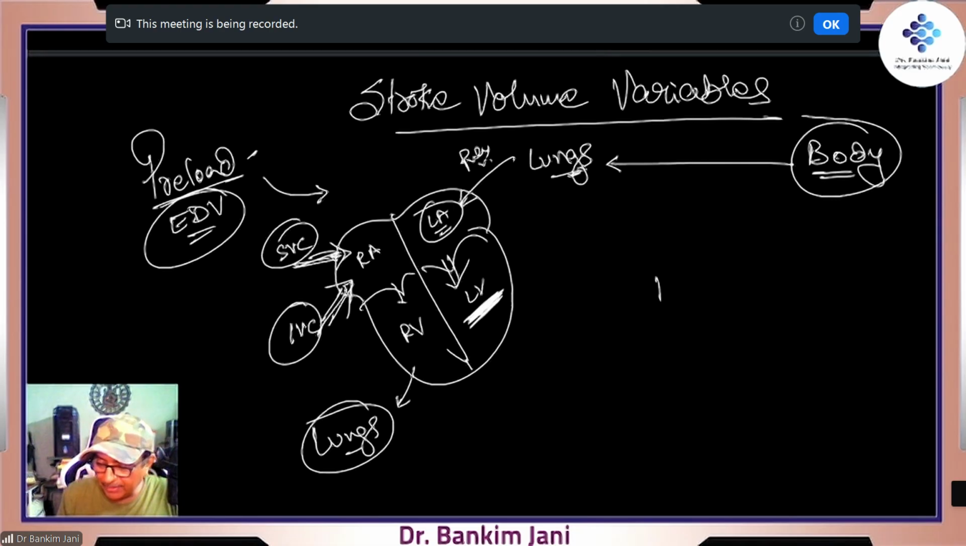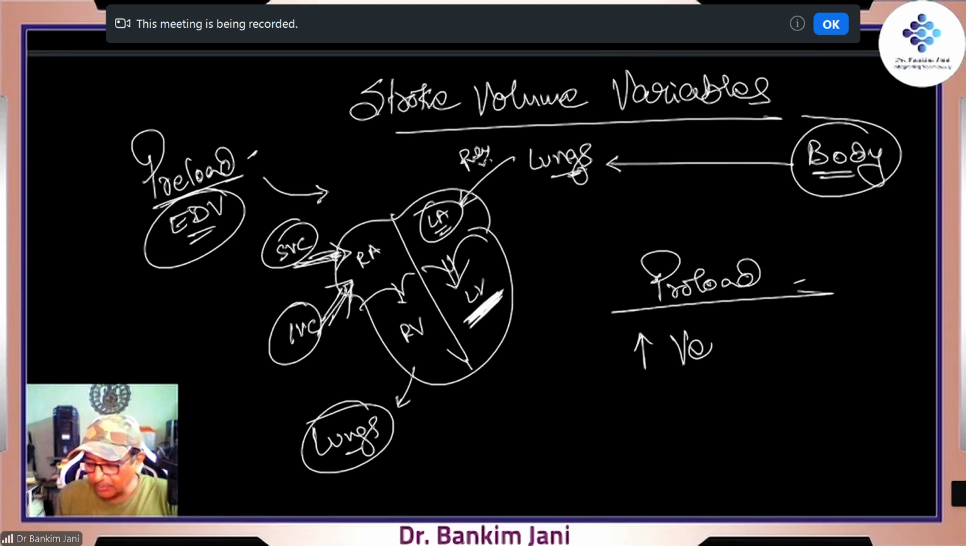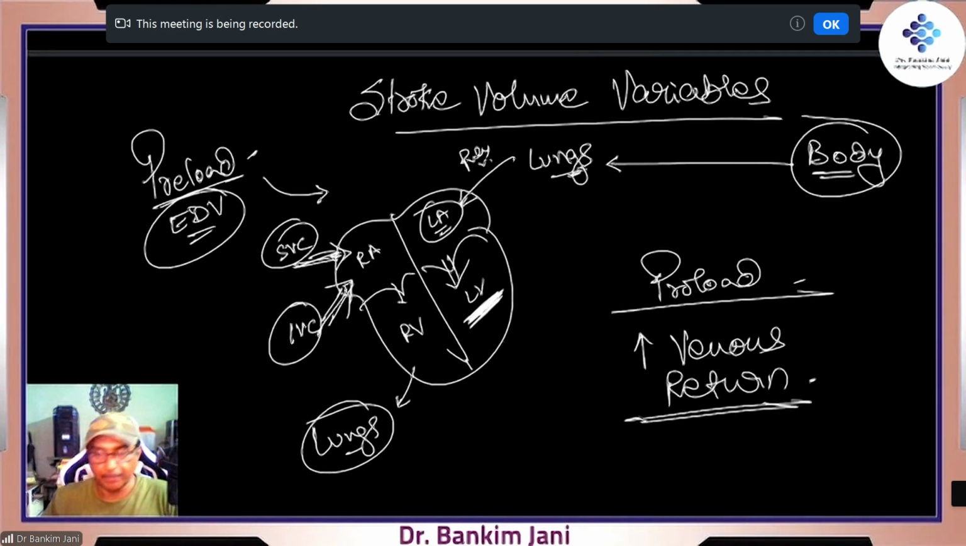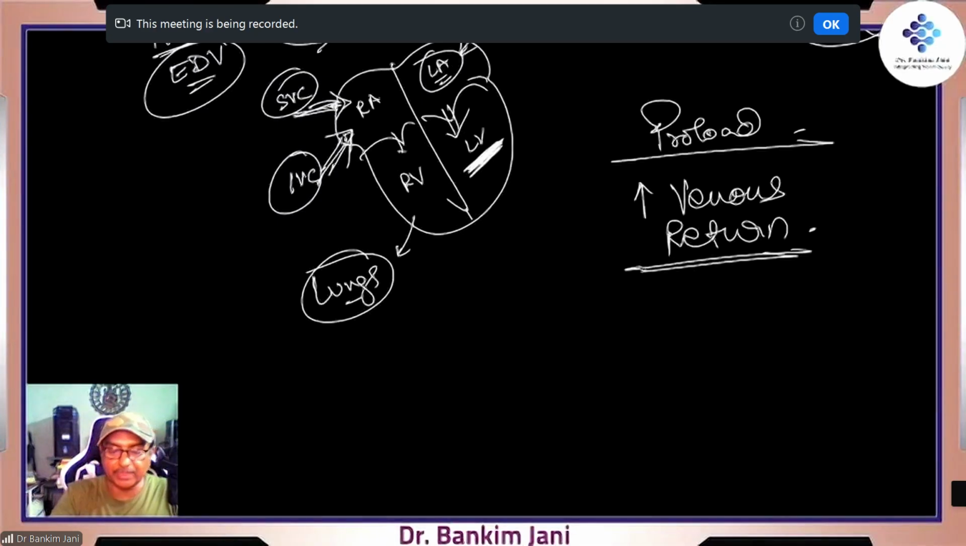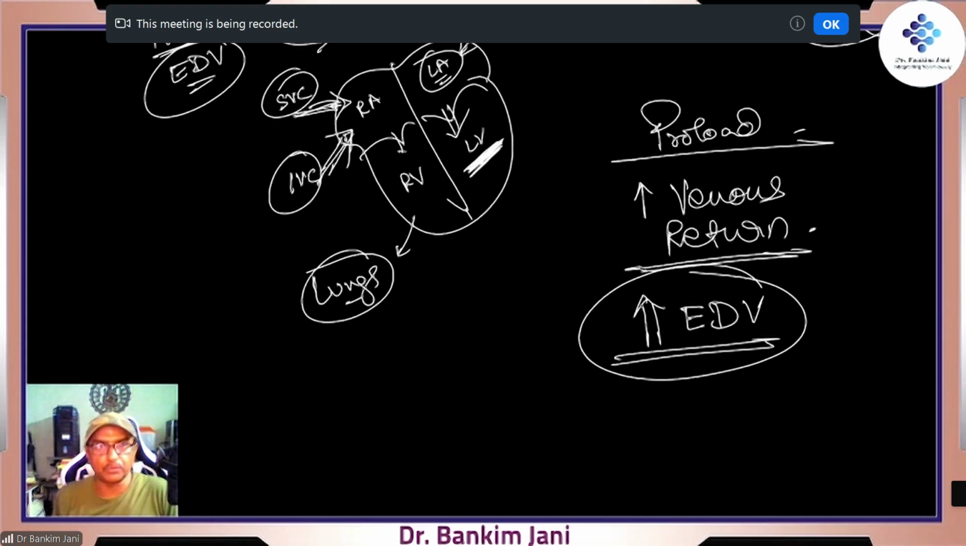So can we write it like that? Preload depends upon increased venous return. Higher the venous return, higher the preload. When there is higher venous return, that blood will be getting pushed into the ventricle. So there would be higher end diastolic volume. That's what we were talking about as the preload. And if there is increased end diastolic volume, something amazing happens.